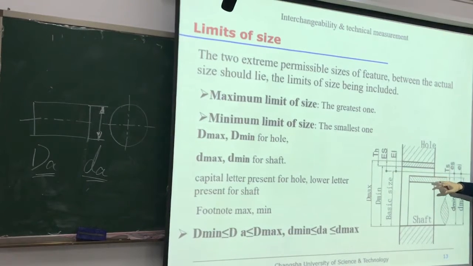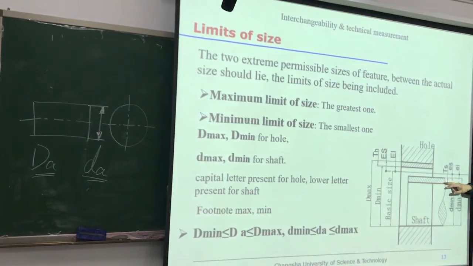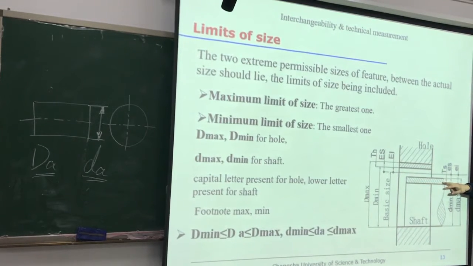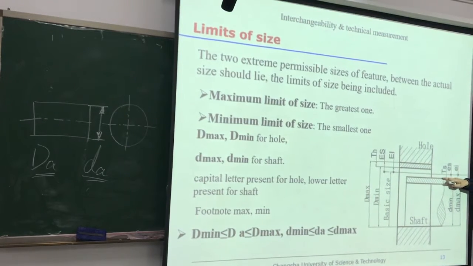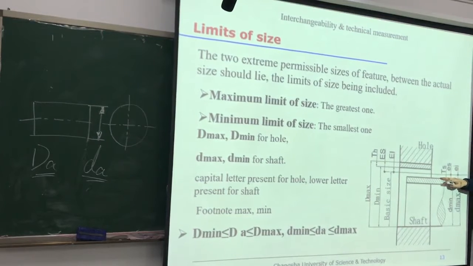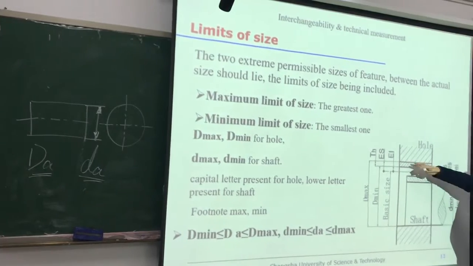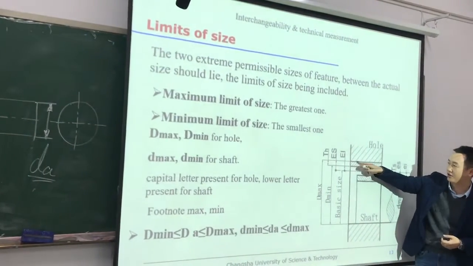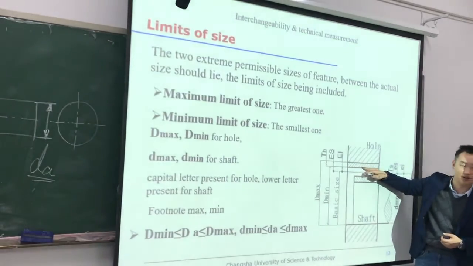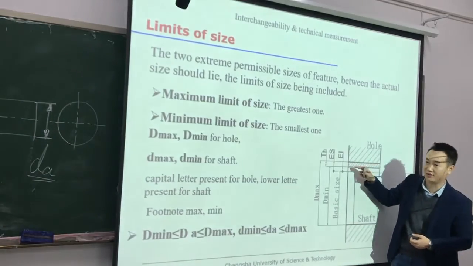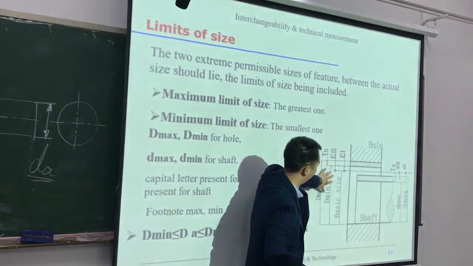We have two lines to represent the limit of the size. So this line represents what? The shaft minimum. It's the minimum limit of the size, right? And this one is the maximum limit of the size. It's very clear, okay? So this is for the shaft. Also, for the hole, we have these two lines, right? This one is minimum and this one is maximum. So this graph you need to understand.